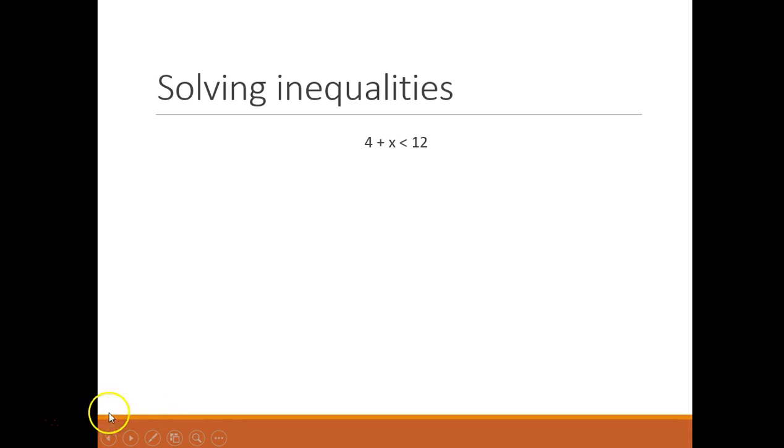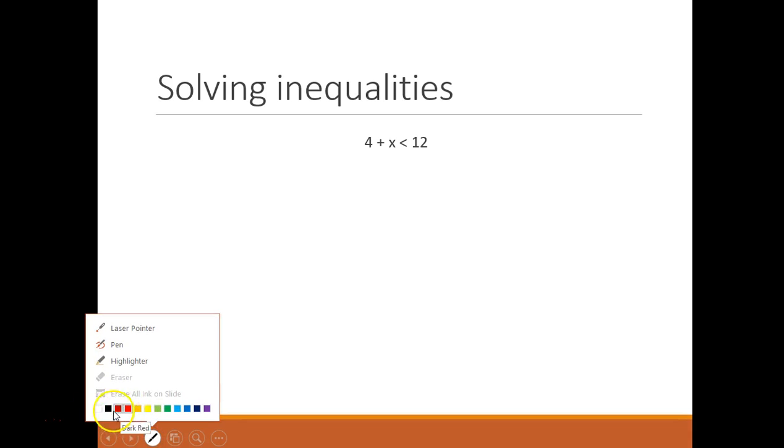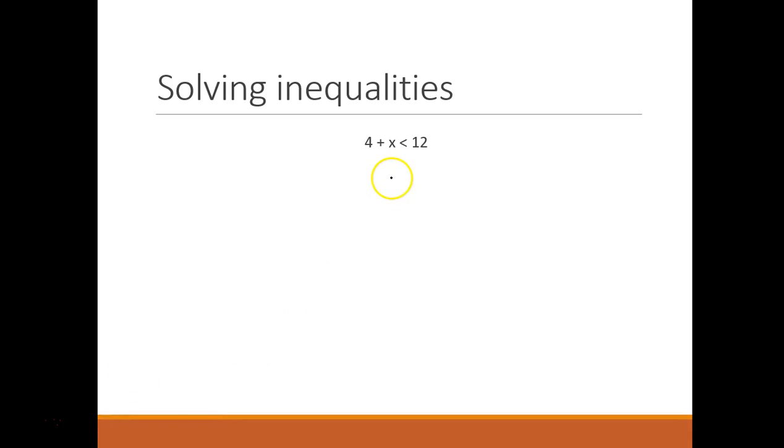Let's solve one. When you have an inequality, you're going to solve it exactly the same way as an equation. So if this had said 4 plus x is equal to 12, I would have subtracted 4 from both sides. I'll still do that, except I'm not going to have the equal. It will just be minus 4, minus 4. And I'll be left with x is less than 8.